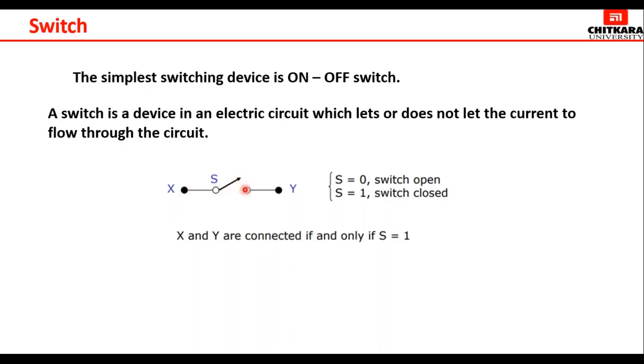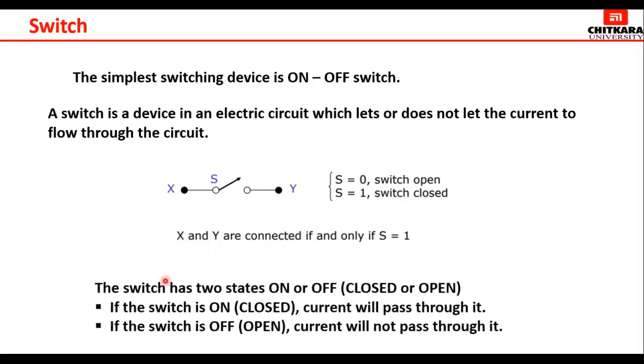And when I close the switch, that means if S is equal to 1, the switch is closed. That means X and Y get connected, right? So X and Y are connected if and only if the value of S is equal to 1. If S is equal to 0, the switch will always be open, so no current will pass through it, and hence X and Y will not be connected with each other. So the switch has two states, on or off. On means the closed state, that means S is equal to 1, and off means the open state, that means S is equal to 0. If the switch is on, it is closed and current will pass through it. If the switch is off, it is open and current will not pass through it. So this is simple. I think everybody knows about the switch, right?